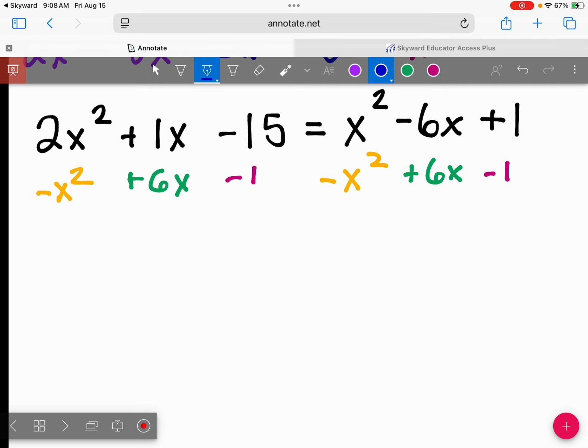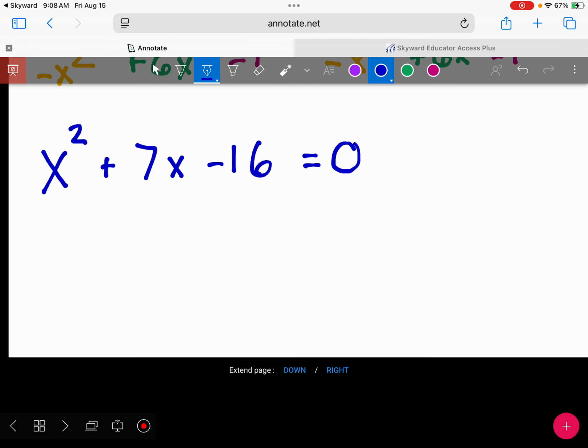So our 2x squared minus x squared gives us just 1x squared. Our 1x plus 6x gives us a 7x. And our minus 15 minus 1 gives us a minus 16. And that's going to equal, my x squared cancels out, my 6x cancels out, my 1 cancels out. There is nothing left over here. Because we're trying to find solutions, I want to get all the way down to an x equals.